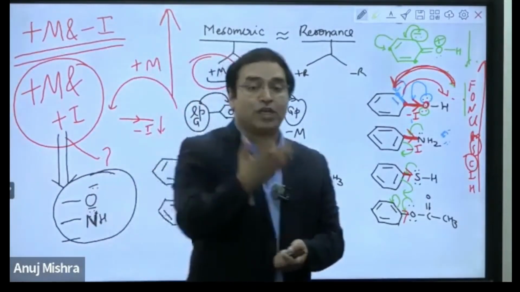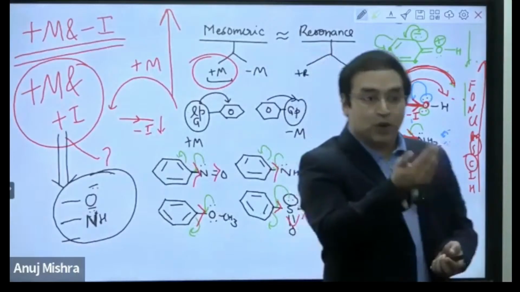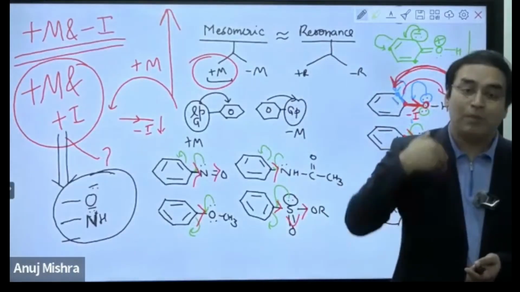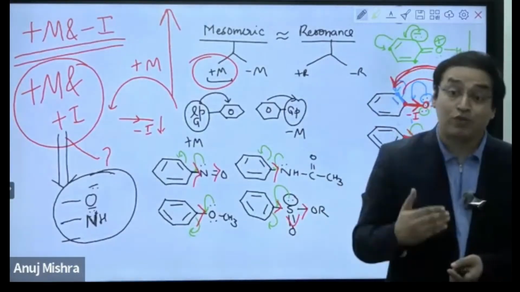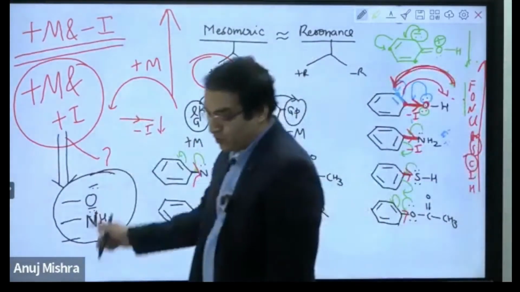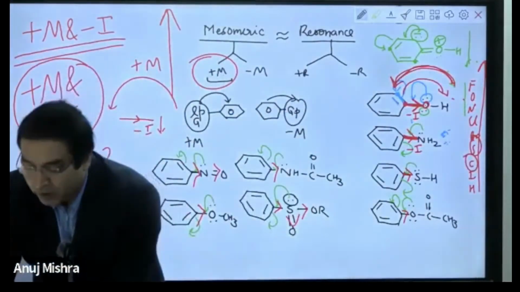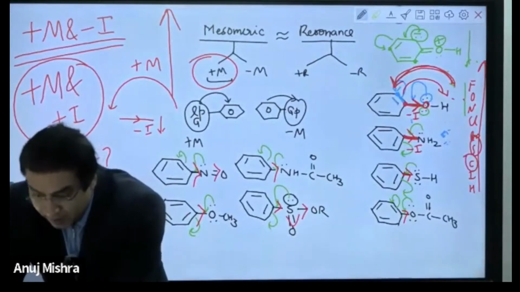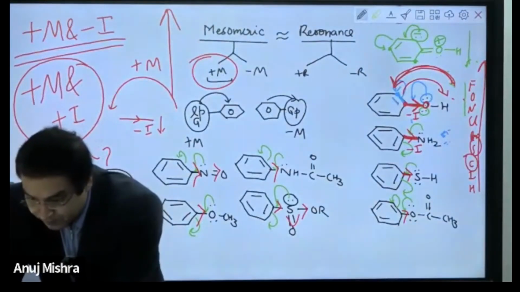NH negative will start pushing electrons back. It will not pull. It will push with plus I. It will push with plus M also. So they are plus M and plus I groups. Please make note of it. This is an important question. Everybody please make note of it.